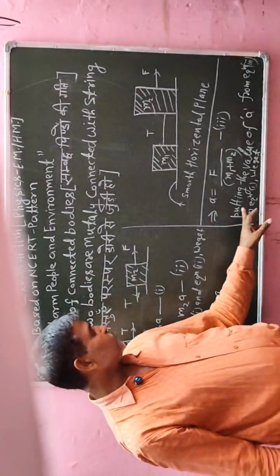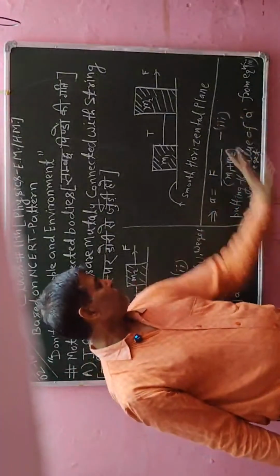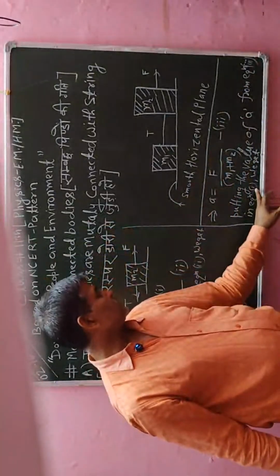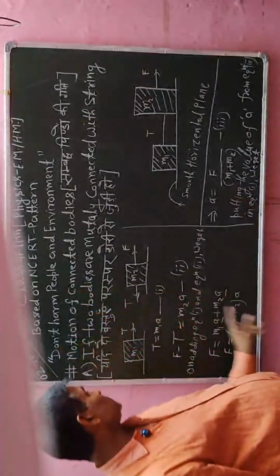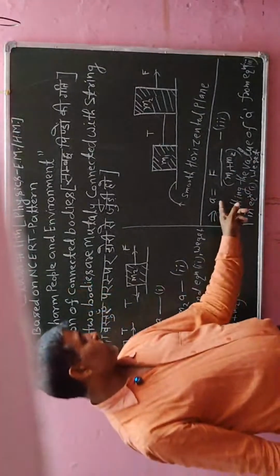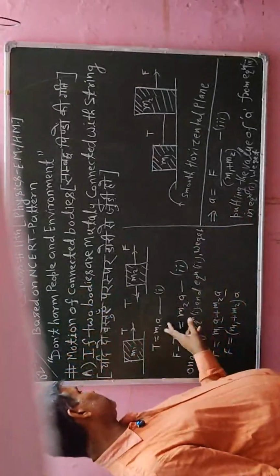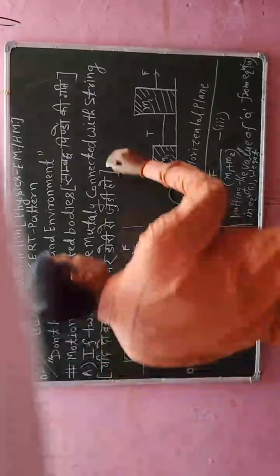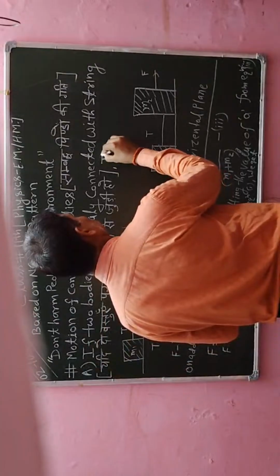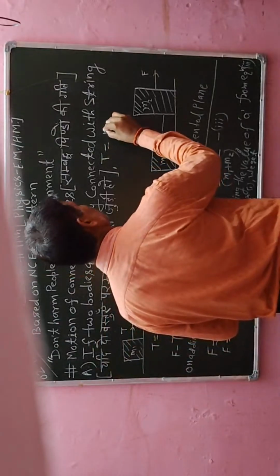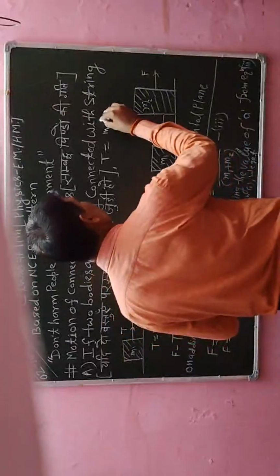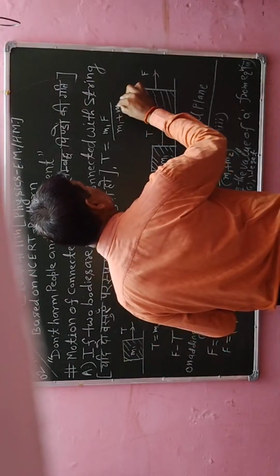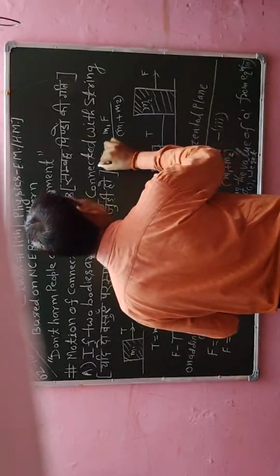First of all, here I have written putting the value of a from equation number 3 in equation number 1 we get. So this is the equation number 1, and this is the value of a. The value of a I will substitute in the equation number 1, then we will get. So that value will be, as here I am going to write t, which is equal to m1. In the place of a I have to write f divided by m1 plus m2.